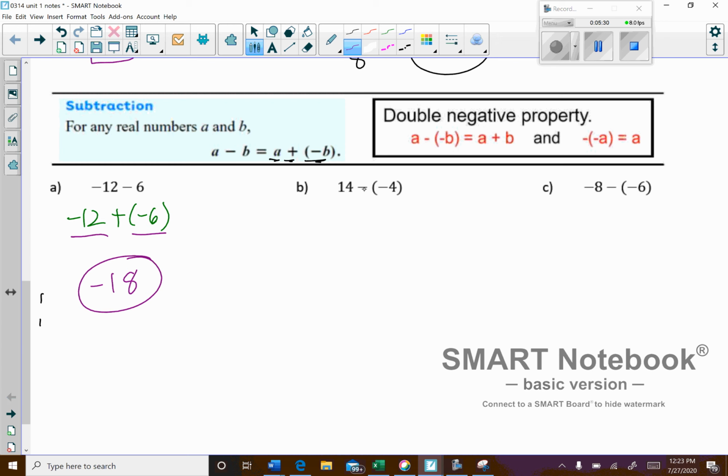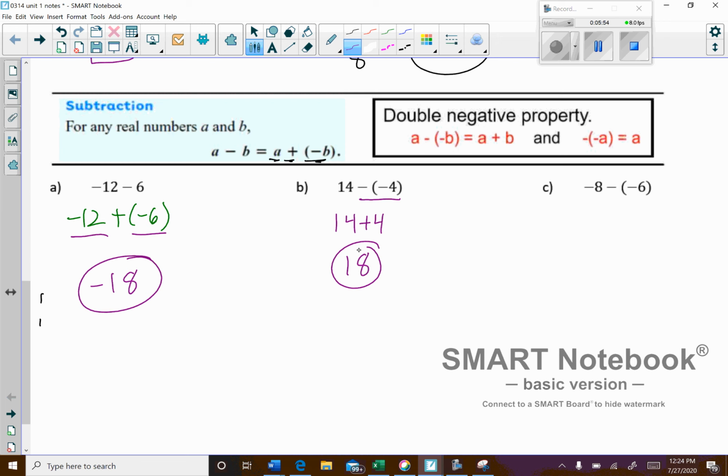On part B, we're subtracting a negative, and so we have a double negative property. If you're subtracting a negative, you can go ahead and change that to a plus. So that's what we're going to do right here. This will become 14 plus 4. 14 plus 4 is 18. There we go. Positive 18.